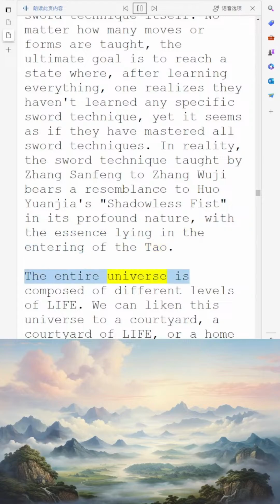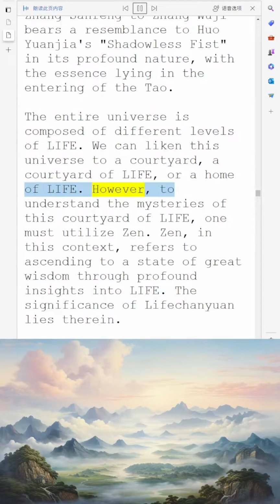The entire universe is composed of different levels of life. We can liken this universe to a courtyard of life, or a home of life. However, to understand the mysteries of this courtyard of life, one must utilize Zen. Zen, in this context, refers to ascending to a state of great wisdom through profound insights into life. The significance of life genuine lies therein.